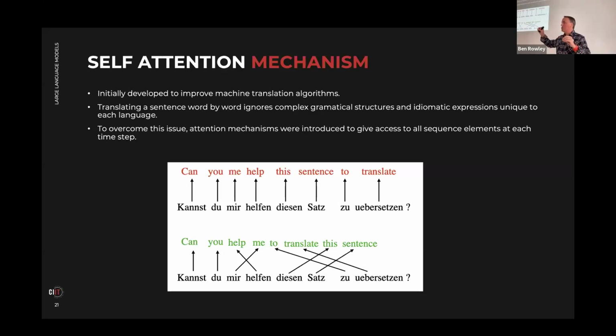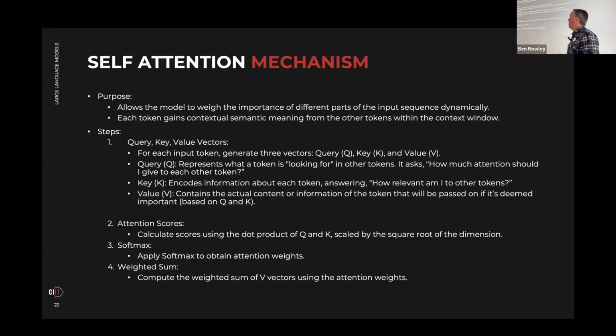So what they were looking for is what they call long-range dependencies. How do these words relate to each other over a bigger distance through the string? So this is why and how we've arrived at this solution. So the purpose then of our self-attention mechanism is to allow the model to weigh the importance of different parts of the input string dynamically as we go through. Each token is going to gain a little bit of semantic contextual meaning from the other tokens within the context window. Context window meaning the string that we've typed in.